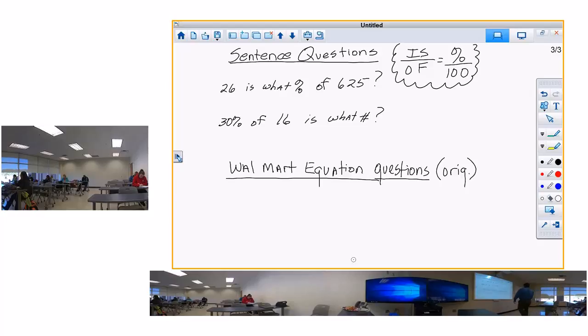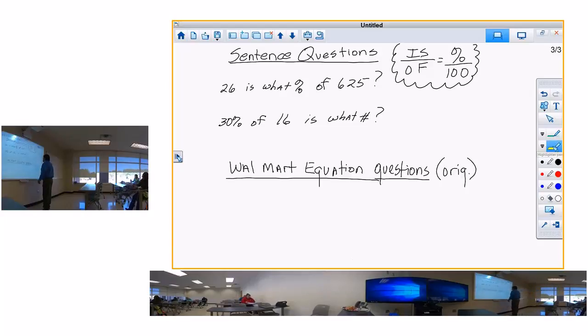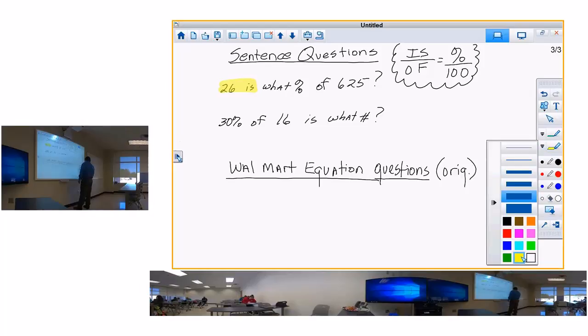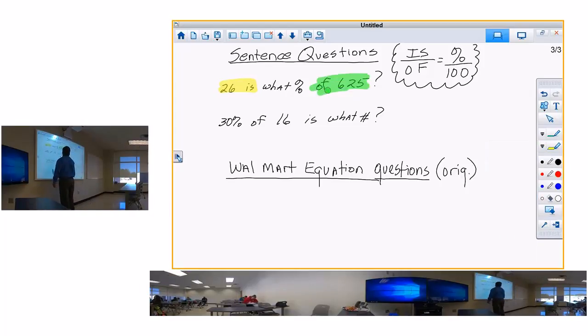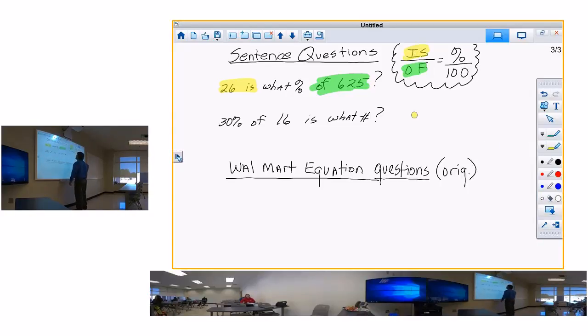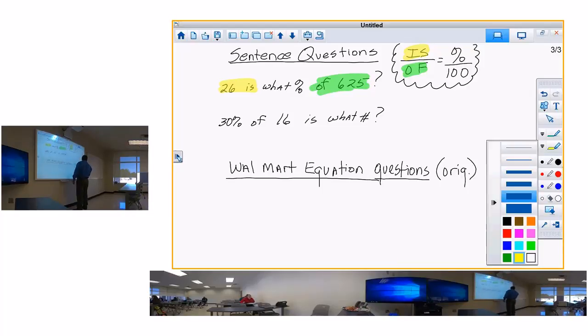I'll do the first one for you and you can do the second one on your own. Okay? 26 what? Is. And then I'll take a green one. Of what? And that goes right there. And let's do the yellow. And that goes right here. And what goes in the percent slot? 26.